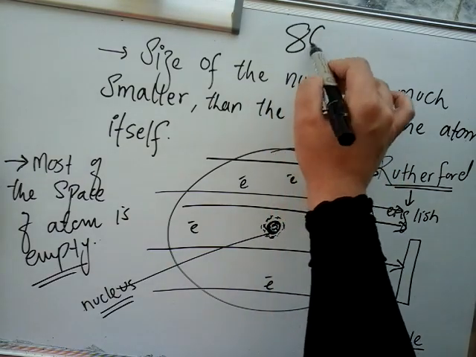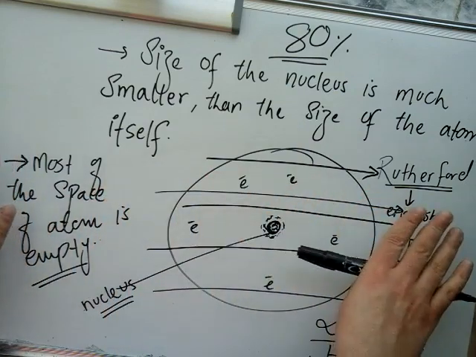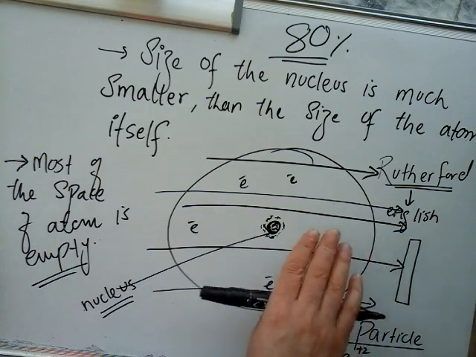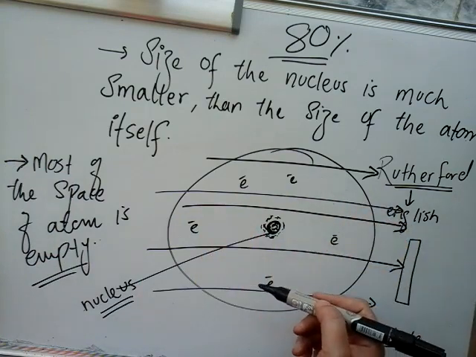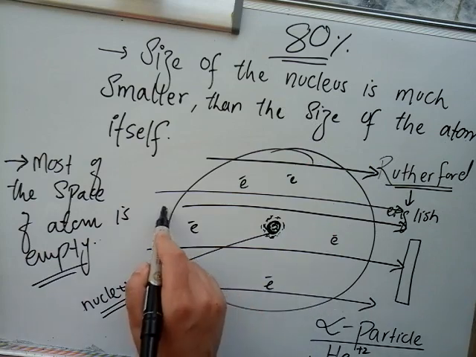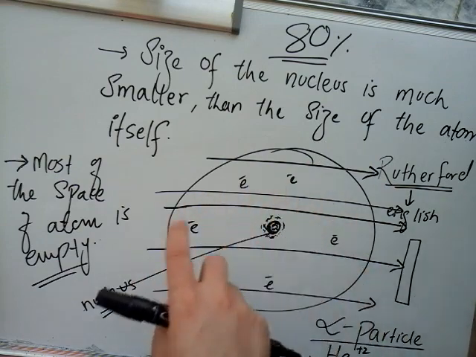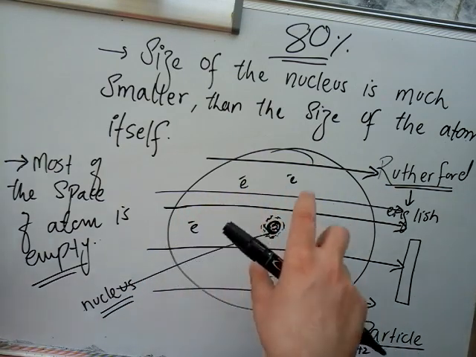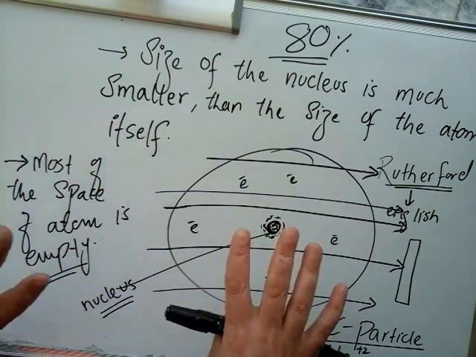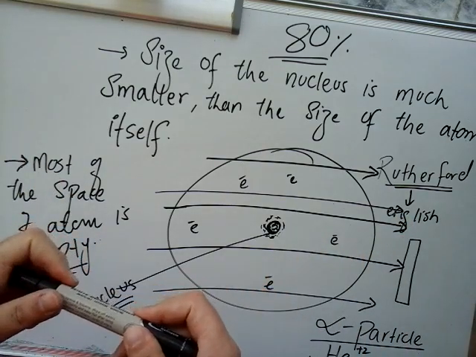Nearly 80% of the alpha rays passed straight through the atoms without showing any sort of deflection, either towards the positive pole or towards the negative pole. Why? Because most of the space inside the atom is free. It is not being filled by these three fundamental particles. Is that clear? So this was the experiment of Rutherford, and he was a British scientist.